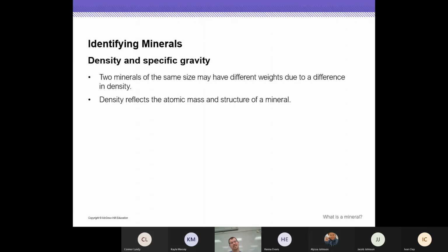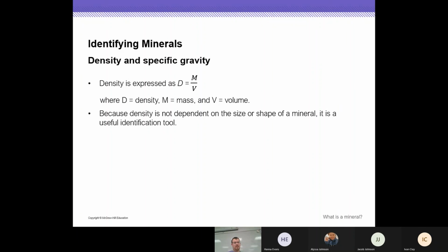So then we have density and specific gravity, and two minerals of the same size may have different weights due to a difference in density. Density is mass per volume. That's the equation for that. And the density reflects the atomic mass and structure of a mineral. So this is a very helpful one to use. Like I was saying, density is mass over volume, and because density is not dependent on the size or shape of a mineral, it is a very useful identification tool.